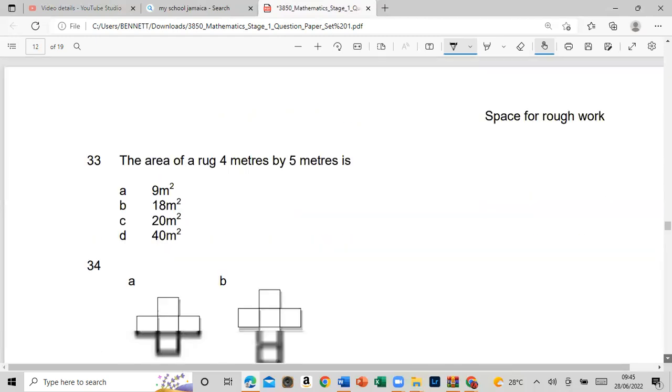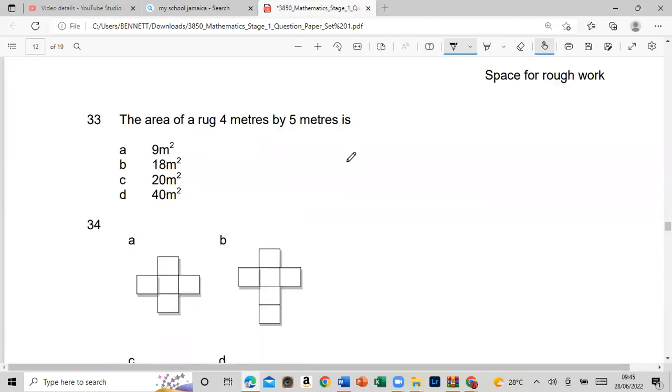Let's move on to 32. We'll finish this paper as quickly as possible. The area of a rug, 4 meters by 5 meters. I guess it's a rectangle rug, they didn't say. 4 by 5, so that's 20.